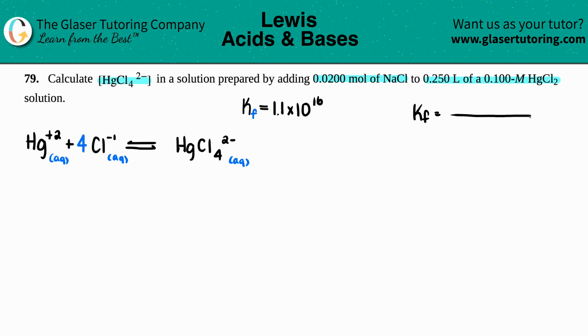Kf would be equal to product divided by reactant. So I have the HgCl4 2- up on the top. And it's divided by the 2 ions on the bottom because they're both aqueous. So I have Hg2+ times the Cl-, but keep in mind that the Cl- has to be raised to the 4th because there is a 4 in front of the chlorine. You always raise it to the coefficient. Okay, well, I know that the Kf value, that was from the back of the book. That's 1.1 times 10 to the 16th.